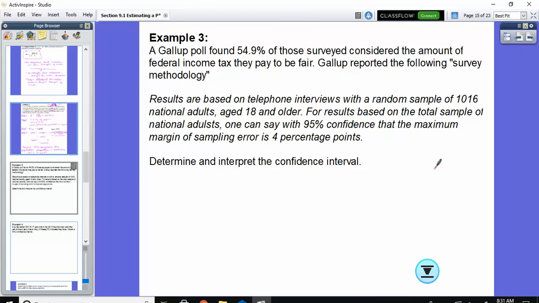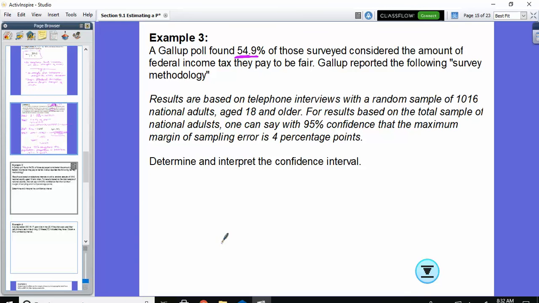I've got a couple more things. So a Gallup poll found 54.9% of those surveyed considered the amount of federal income tax they pay to be fair. Gallup reported the following survey methodology. Results are based on telephone interviews with a random sample of 1,016 national adults aged 18 and older. For results based on the total sample of national adults, one can say with 95% confidence that the maximum margin of sampling error is 4 percentage points. Determine and interpret the confidence interval.